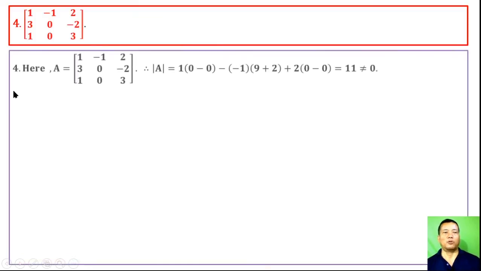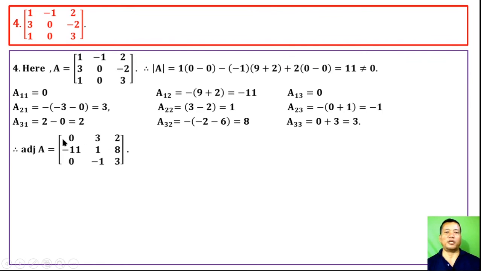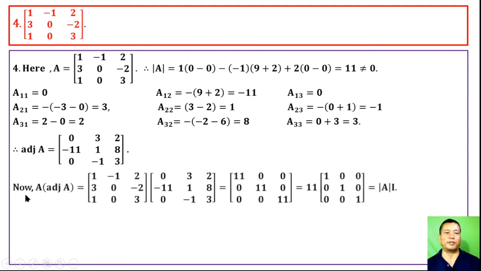Question number 4. Here the determinant of A equals 11, which does not equal 0. We find the cofactors of the first row elements, the second row elements and the third row elements. Therefore adjoint A is the transpose: the first row element cofactors form the first column, the second row the second column and the third row the third column.